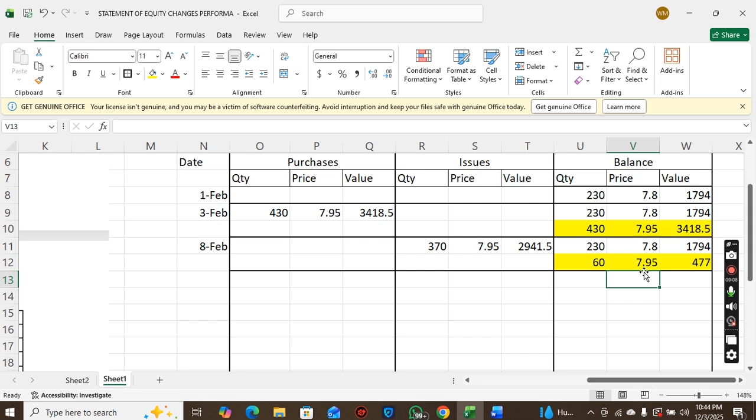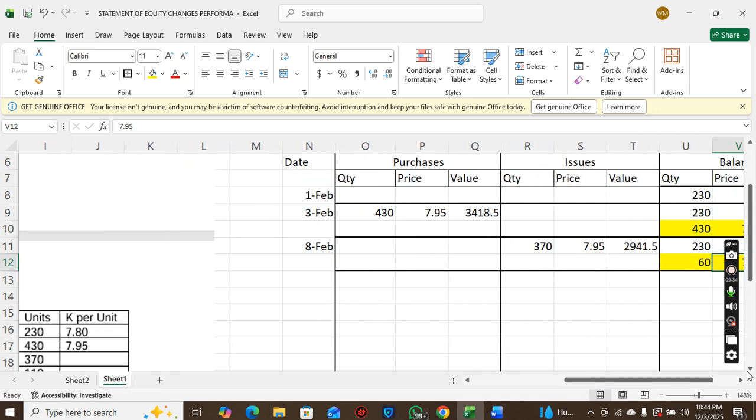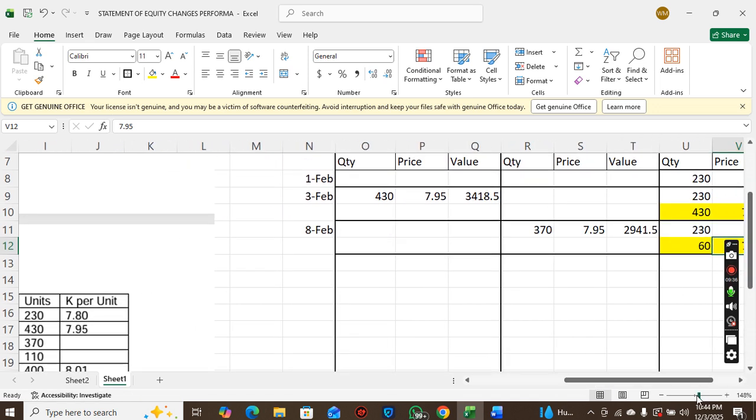You always, once you separate and then there is an issue, you're just going to say, okay, which ones came last? And it was these 430 units. So we take out from them. That's why now we remain with 60 of them, valued at that same amount. Hope that's made it clear, sir. Any other questions?